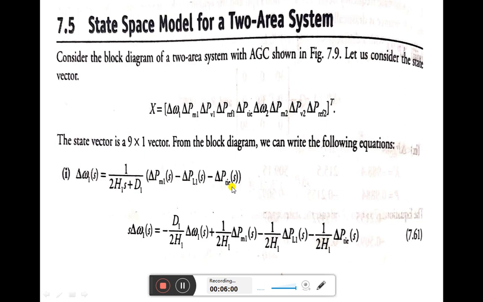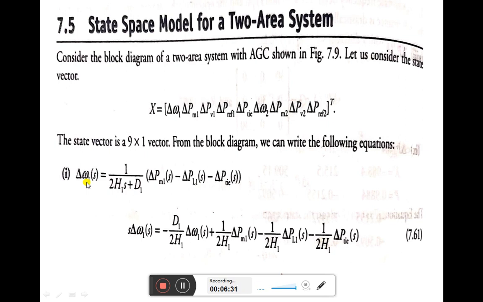ΔPM1, in the previous diagram we have indicated it over the block diagram. It is nothing but the mechanical output from the turbine. ΔPL1 is nothing but the change in the load of area 1, and this is the change in the tie line power. So Δω1 will depend upon all these factors.